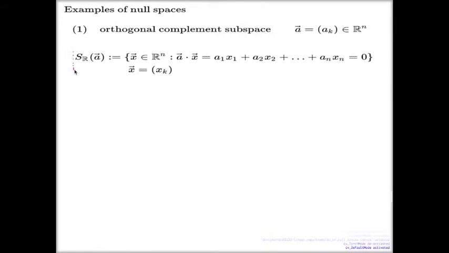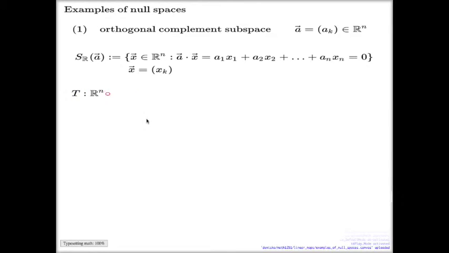Right, so this is the orthogonal complement subspace, the way I introduced it. Now I will make an effort and I'll show you that you can look at the same subspace as a null space of some specially chosen linear map. Here's my choice for a linear map. Look at this.